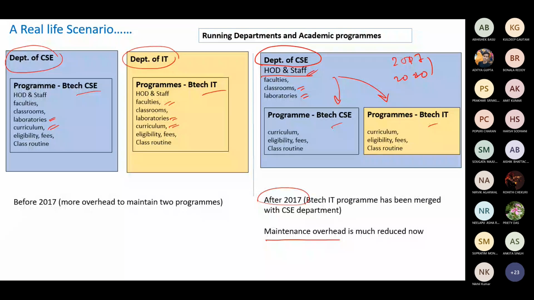Okay. So now let us see the analogy with the computational environment. Here is a parent process.